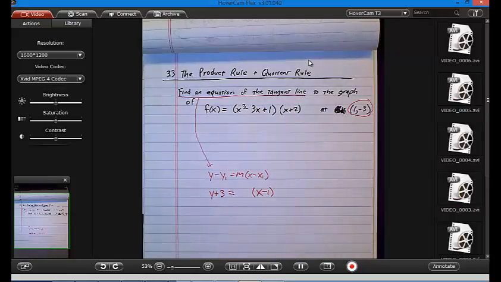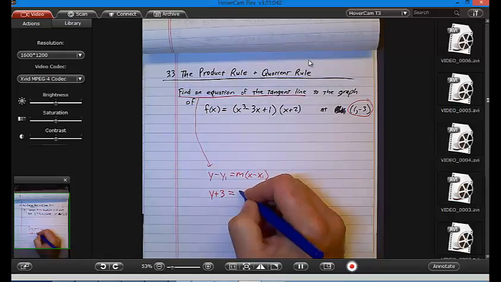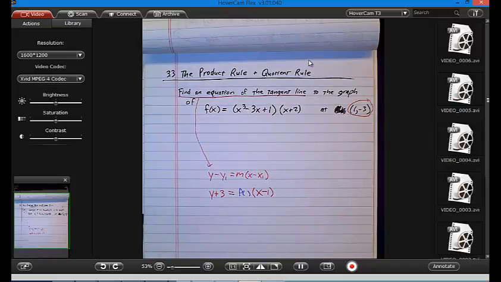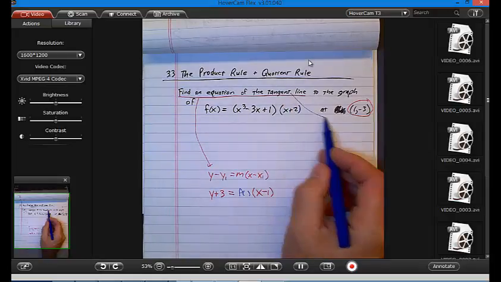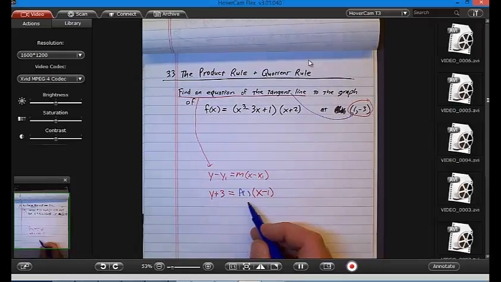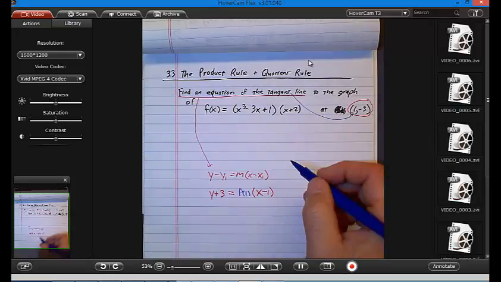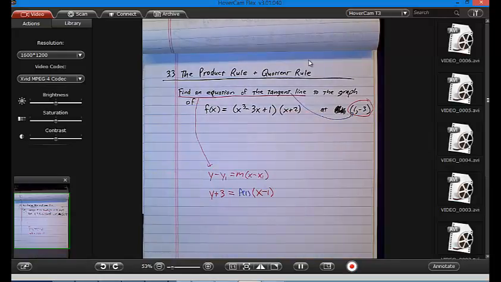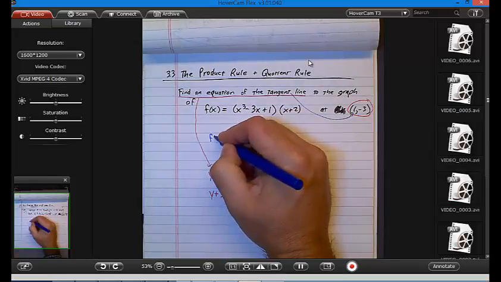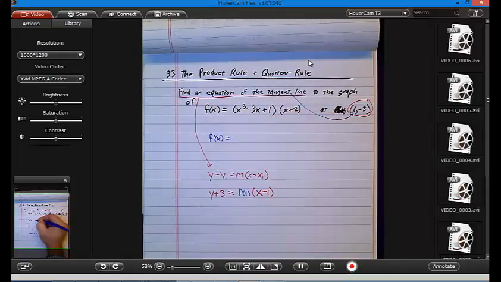Now, as far as the slope, okay, I can tell you what it is. It's going to be from f prime. F prime of what, though? Of 1. Because when you find the equation of the tangent line, you have to plug in that x value into the derivative to get the slope. My problem is I don't know the derivative yet. So I'm going to need to compute f prime of x. I'm going to have to compute that.